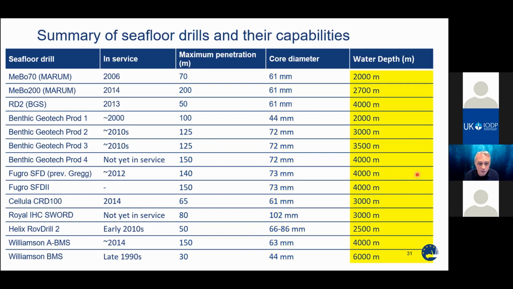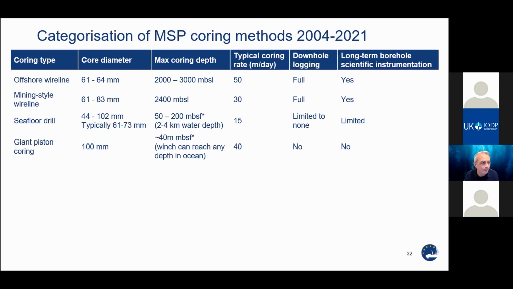Finally, the water depths for these drills are limited either by the rating of the equipment on board or by the length of the umbilical. The depths are generally between 2 and 4 kilometers, with only the older Williamson system here at the bottom able to reach 6 kilometers water depth, albeit with narrower core and shallower penetration. To summarize these coring methods, I'd like to provide some general rules of thumb that proponents might find useful when thinking about implementation.